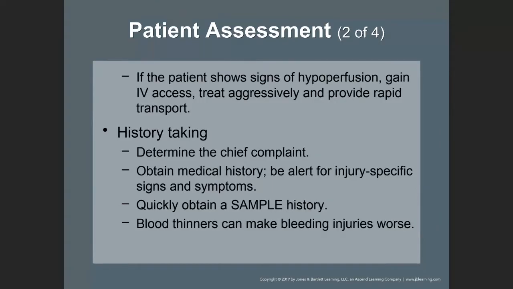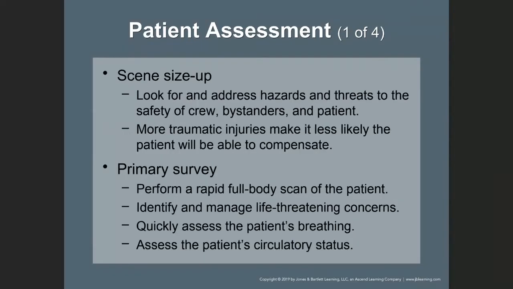If the patient shows signs of hypoperfusion, then you want to establish IV access early, treat aggressively, and provide rapid transport. If you're establishing IV access for shock, you're thinking about fluid resuscitation. So you want the largest IV catheter that can fit. And in some patients, you might want to establish two IV accesses.